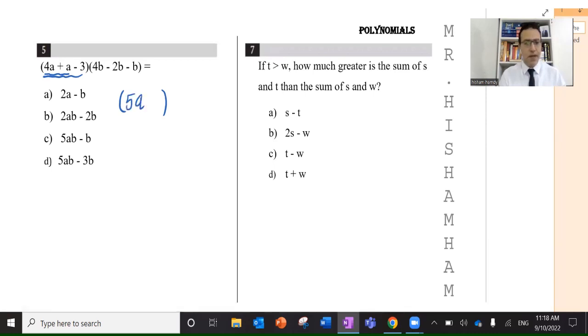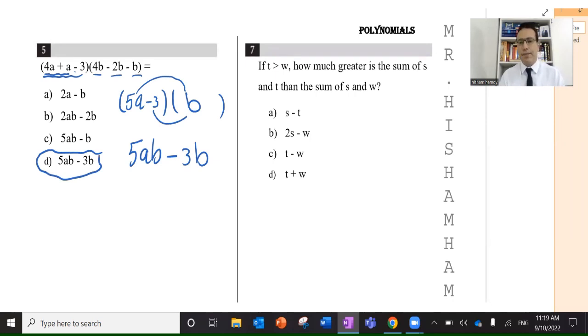Gives you 5a minus 3. And then 4b minus 2b minus b can be written as 4 minus 2 is 2, 2 minus 1 is 1. So it can be written as 1b. So it's only two terms multiplied by one term. 5a multiplied by b is 5ab, minus 3 by b is 3b. So the final answer is D. So sometimes we need to think about solving the question before we start solving the question.